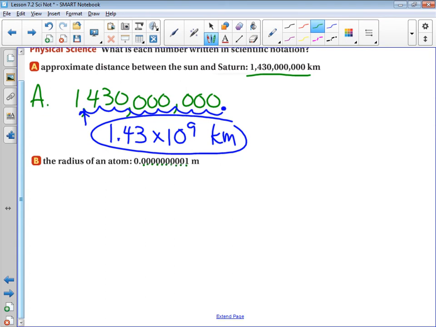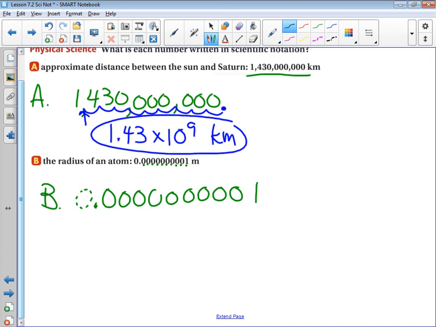0.00000000001. So I write out B, 0.0. Now you can write the 0 at the beginning, but it's not totally necessary. 0, 0, 0, 0. How many zeros did I say? 1, 2, 3, 4, 5, 6, 7, 8, 9.